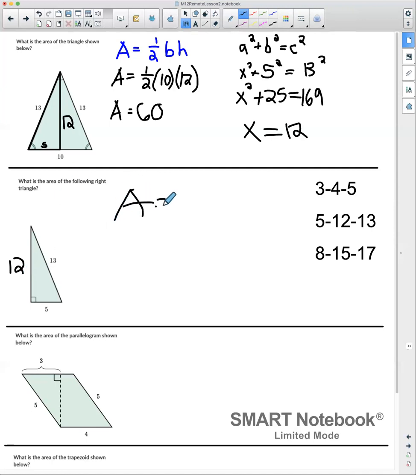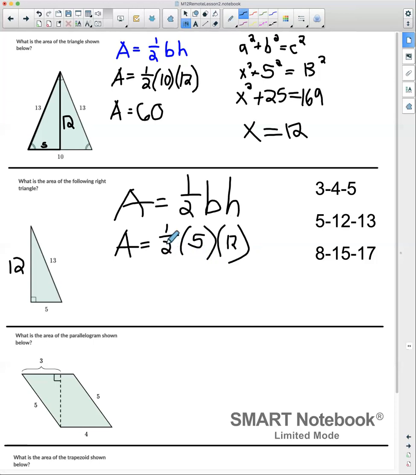So area is equal to 1/2 base times height. Okay, and we have 5, which is the base, and the height, which is 12. 1/2 times 12 is 6. 6 times 5 is 30. Okay, and that's the area of this triangle right here.